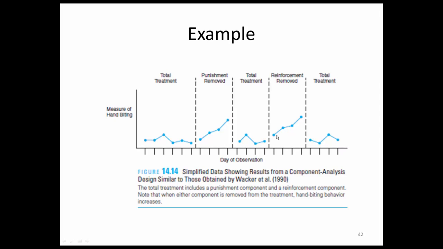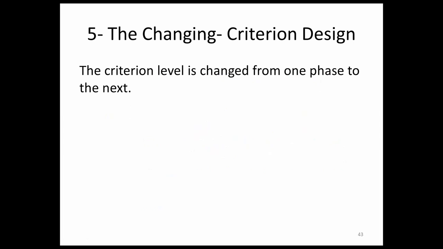And then you remove reinforcement, so you have punishment only, and you see the score goes up. And in the last phase, you go back to what you had before, which is the total treatment. So this definitely shows that in order for your treatment to work, you have to have both punishment and reinforcement. If you remove one, it's not going to work.